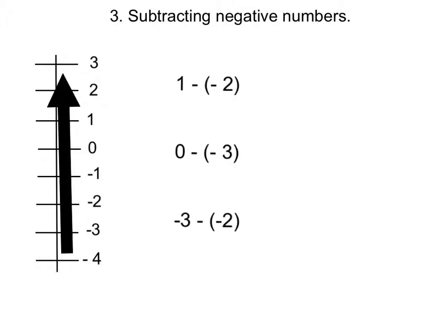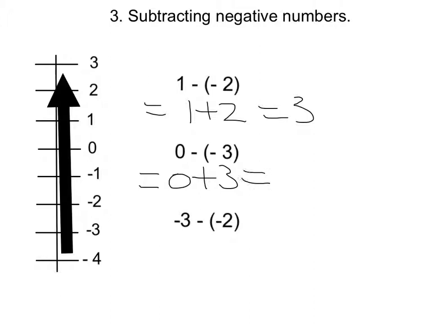Now pause the video and have a go at these three examples. So for the first one, 1 minus minus 2, that's the same as 1 add 2, which is 3. For the second one, 0 minus minus 3 is the same as 0 add 3, which is 3. And minus 3 minus minus 2 is the same as minus 3 plus 2, which is minus 1.